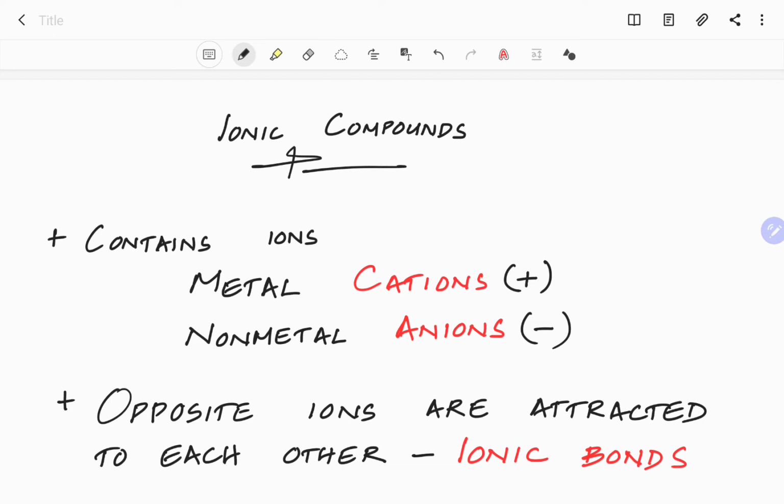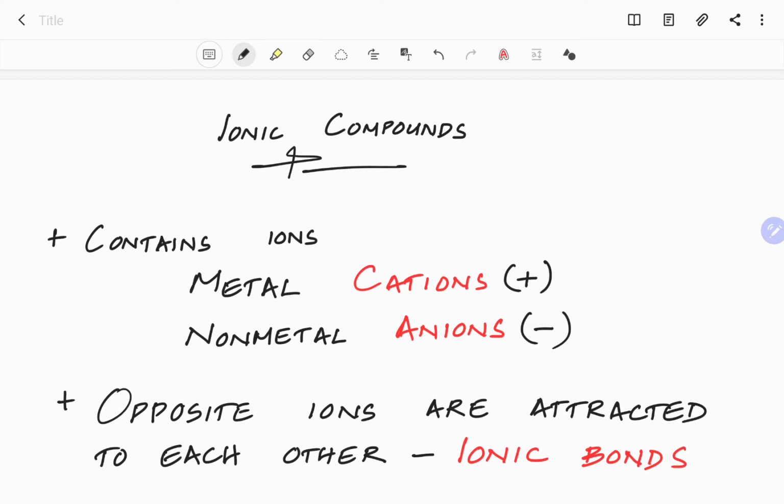So in a previous lesson we learned that ionic compounds contain ions, right? These ions are of two types. You have cations that are made up of metals, and anions that are made up of non-metals. Cations are positively charged, anions are negatively charged. And these opposite ions are attracted to each other through electrostatic interactions, and we call them ionic bonds.